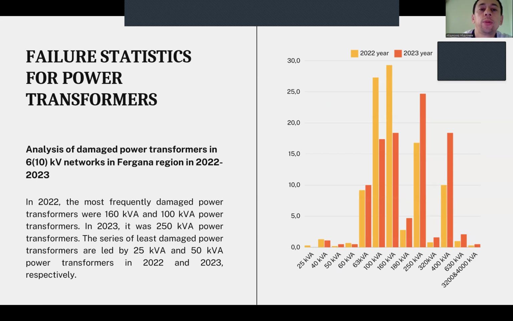This slide is about analysis of damaged power transformers in 10 kV networks in Fergana region in 2022 and 2023. In 2022, the most frequently damaged power transformers were 160 kVA and 100 kVA power transformers. In 2023, it was 250 kVA power transformers. The least damaged power transformers were 25 kVA and 50 kVA in 2022 and 2023 respectively.